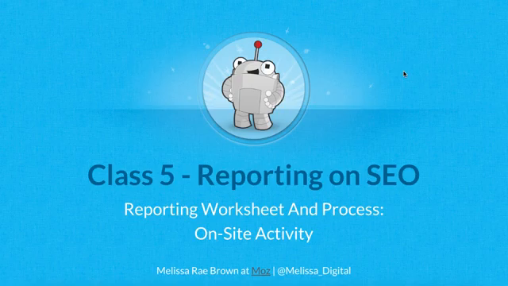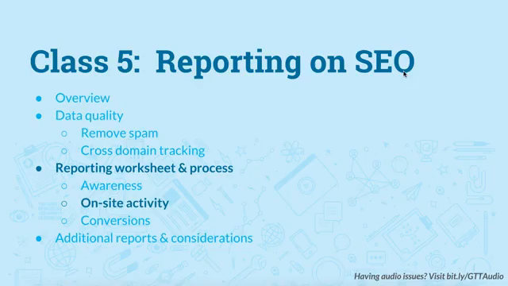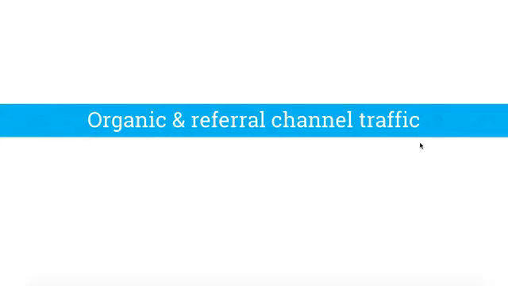This is the Reporting on SEO course, and in this lesson, we'll be talking about your reporting worksheet, specifically the on-site activity metrics. And those metrics start in your worksheet on row 24. Now, we'll be primarily looking at Google Analytics for on-site activity metrics. So, we're going to start with organic channel and referral traffic.